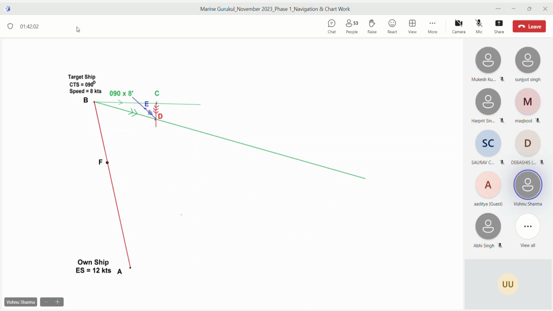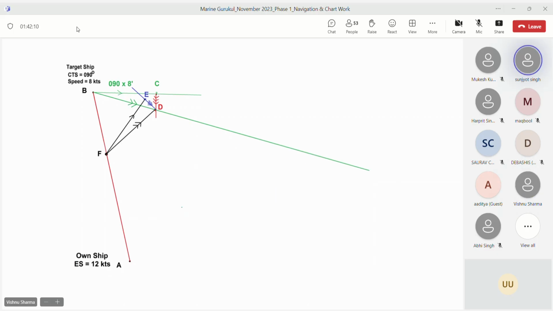CTS. What will be F to E? That will be the CTS. Do you agree? Yes, sir. And F to D will be the CMG. Yes, sir. And FED is the vector triangle. This is the own ship vector triangle.